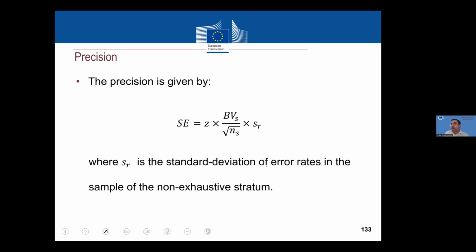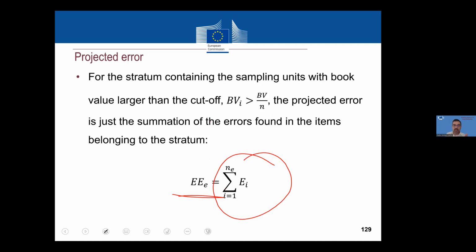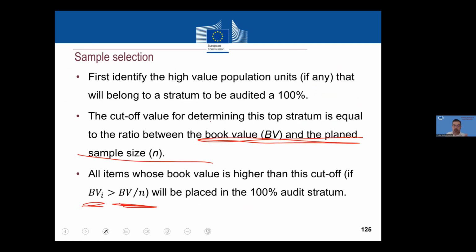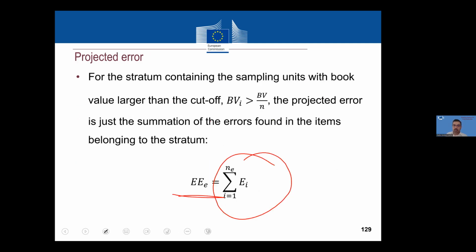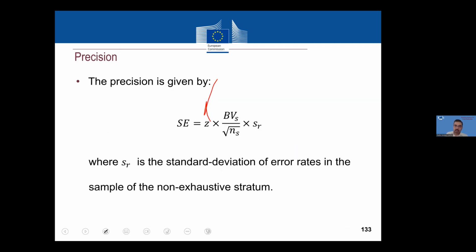Well, to calculate precision, I just need to know which parameters to input. I need to use Z. Again, Z is exactly the same Z that I have used here for sample size calculation. Here, the same Z associated with the quality of the control system. What do I also need to calculate precision? Let's see, book value of the sampling part of the population, sample size of the sample part of the population, and the standard deviation of the error rates.